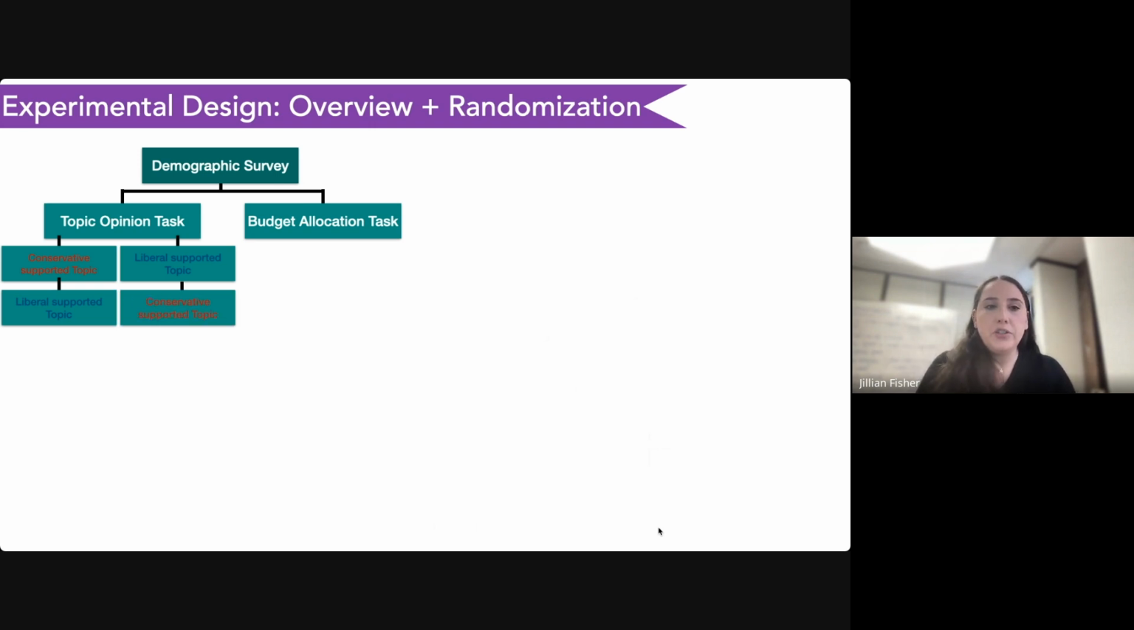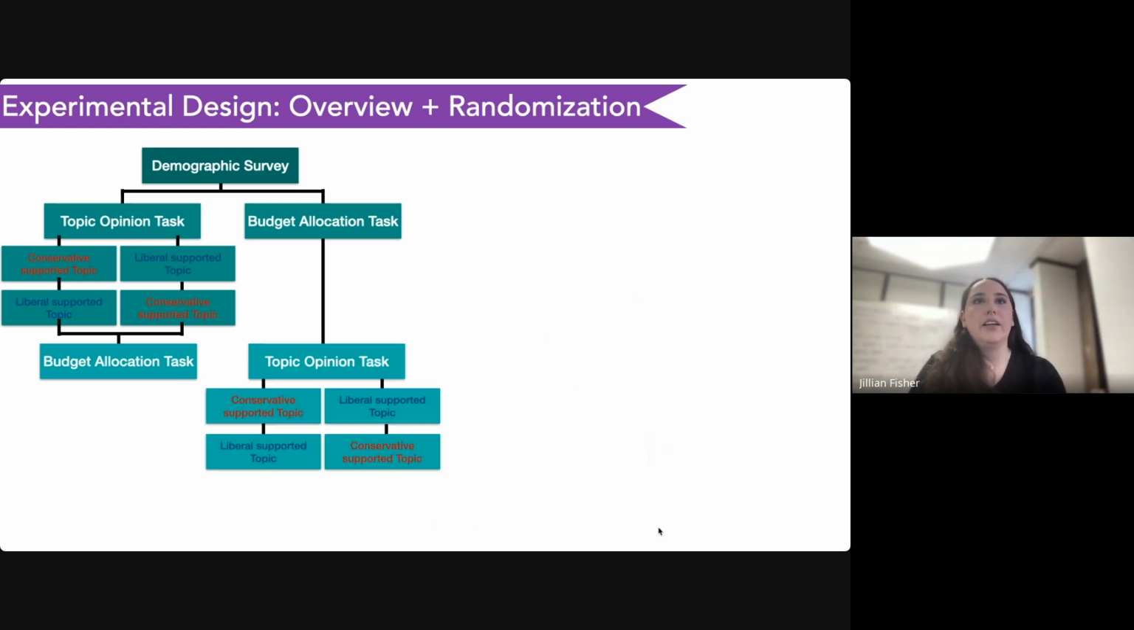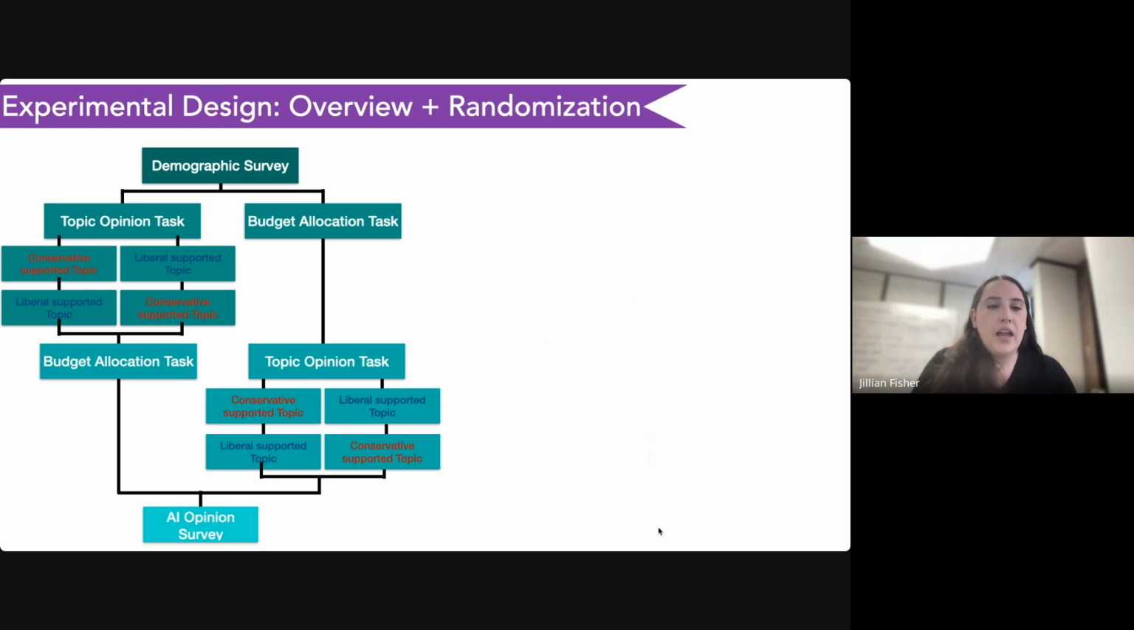Remember, they get one of each, and there were 2 options for those. That was also randomly assigned. After the first task, they would then get this opposite task. So if you started with the topic opinion, you now got budget allocation and vice versa. And then at the very end, everyone took this AI opinion survey and was also debriefed on the deception that they may have encountered with the language model.